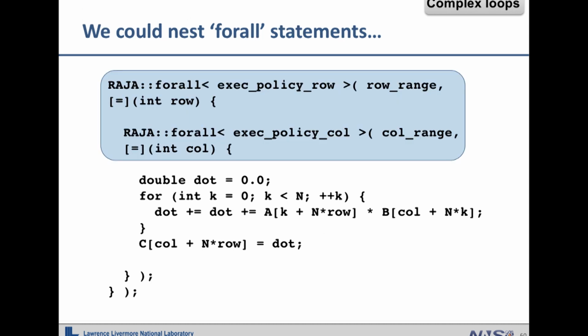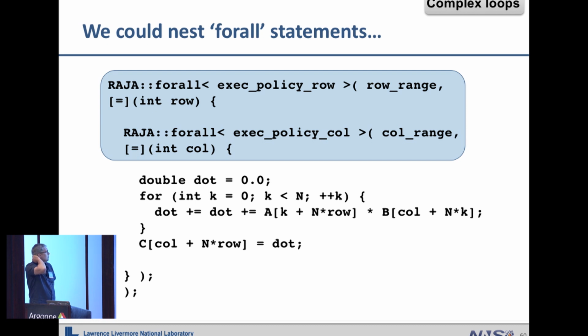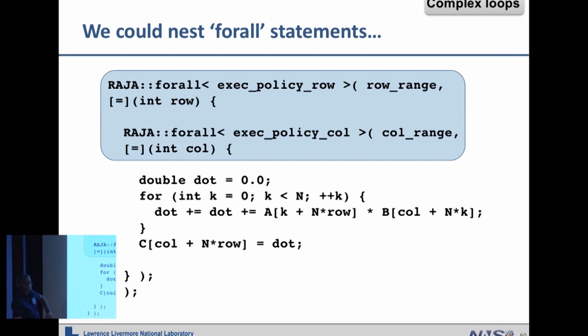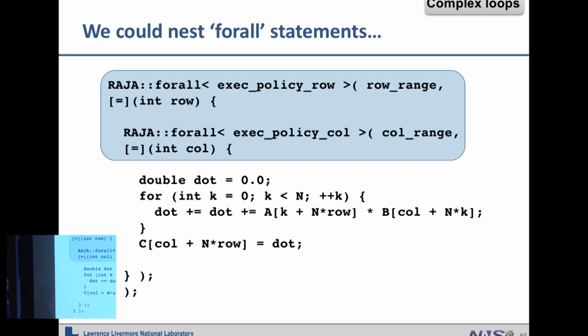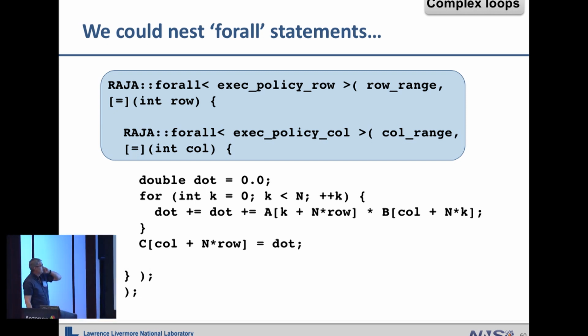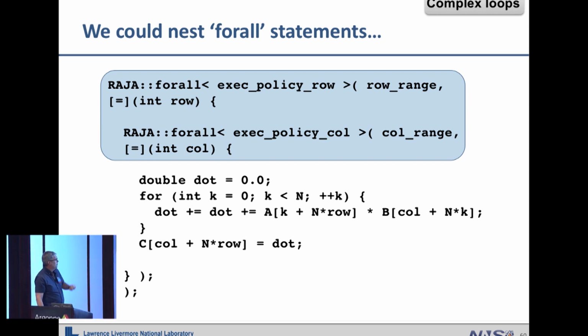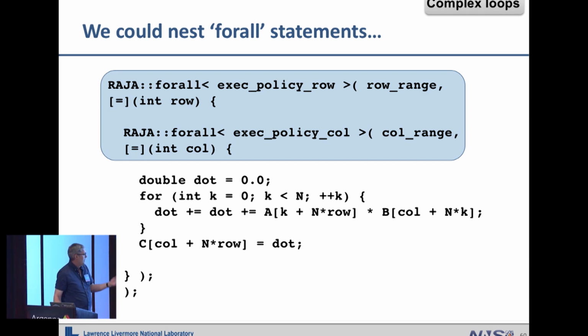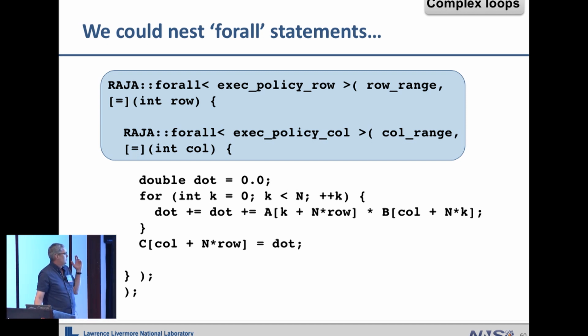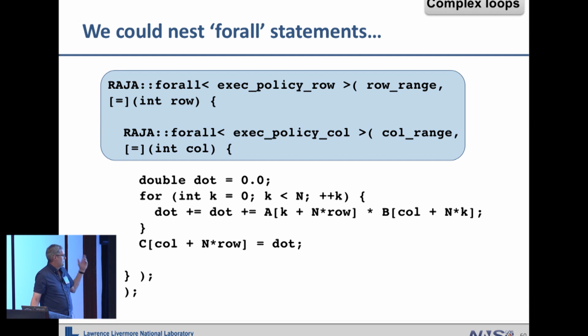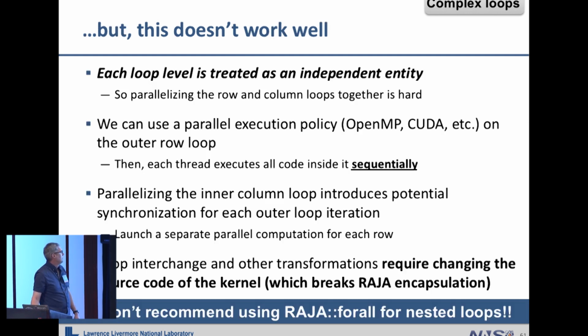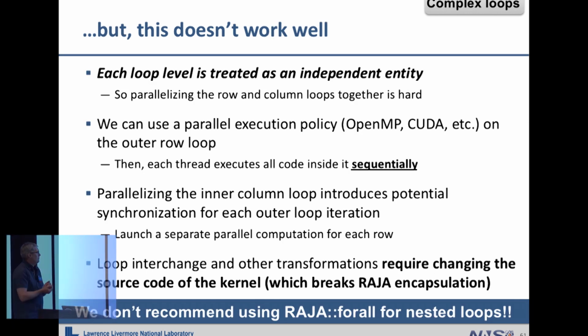So think about what we've seen so far. Since we showed this for all stuff, we could try nesting them, by writing an outer for all and then an inner for all. We've got an outer row range and an inner column range, and then we've got a loop index variable for each. And for the most part, with certain policy choices, this works. However, there are problems with it.